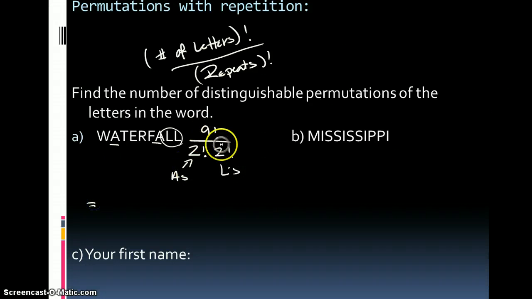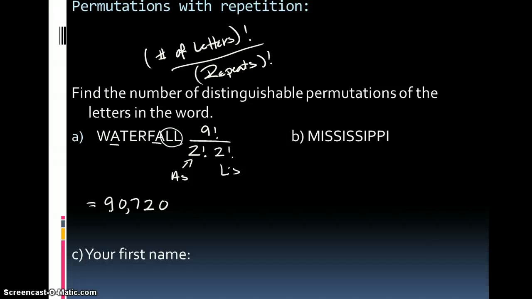Then you can use your calculator to divide these two, and you should get a pretty big number, 90720. What does that mean? So distinguishable permutations. What they're saying is the number of different ways to arrange the letters that are in waterfall. They don't make all words. We know it. We get it.